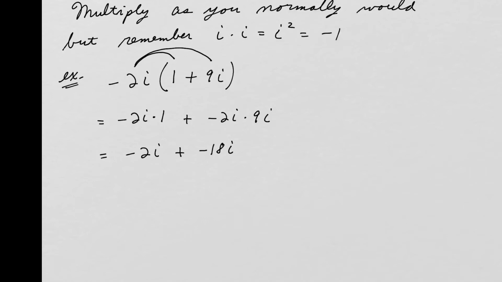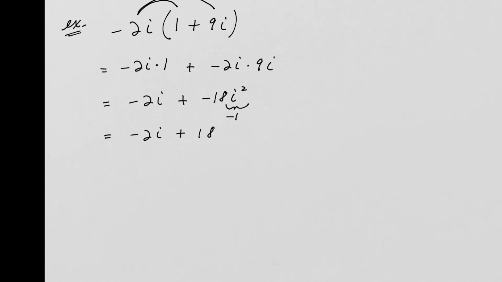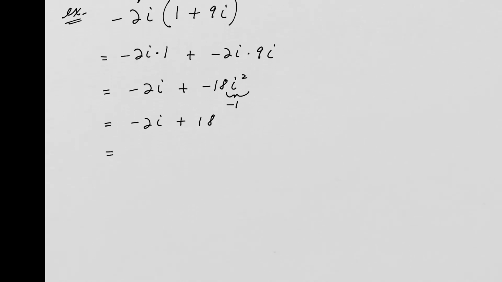And then negative 2i times 9i, well, it's going to be negative 2 times 9, which is a negative 18. And then you have an i times i here, so that's i squared. But remember, what is i squared? i squared is negative 1. So what's negative 18 times negative 1? It's positive 18. So this is negative 2i plus 18. And then you would probably write it with the real number part first, right, as a complex number. So I'd write this as 18 minus 2i. So that would be the answer in that case.